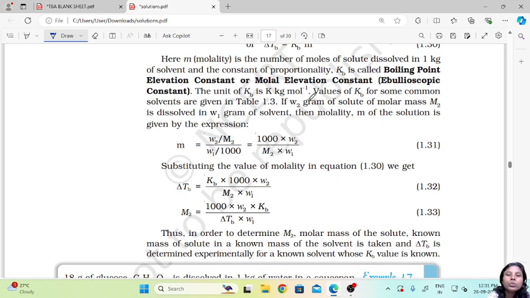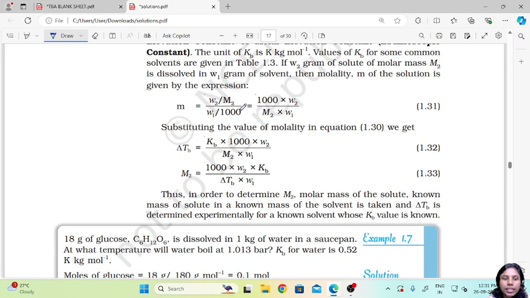If W2 grams of solute of molar mass M2 is dissolved in W1 grams of solvent, then the molality m of the solution can be given by this expression. So m equals W2 upon M2 upon W1 divided by 1000, that equals 1000 into W2 upon M2 into W1.